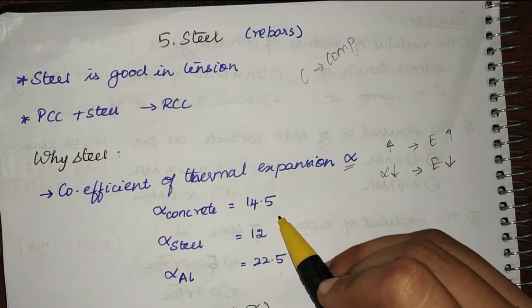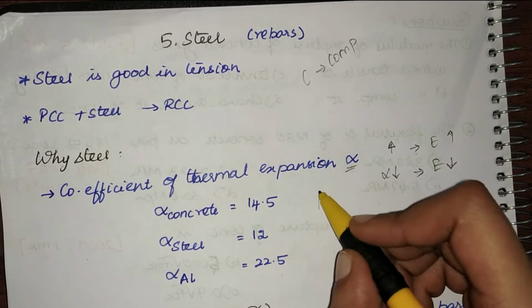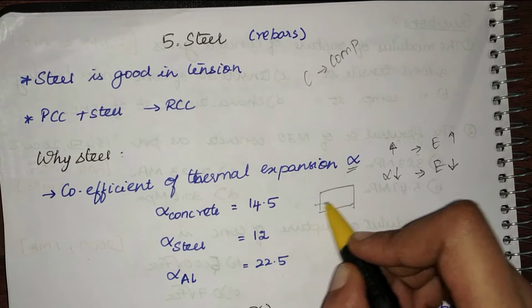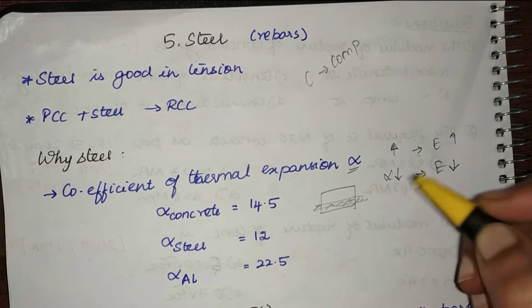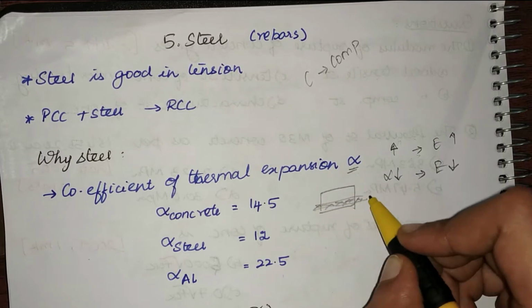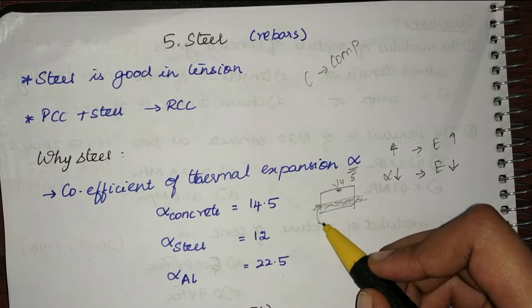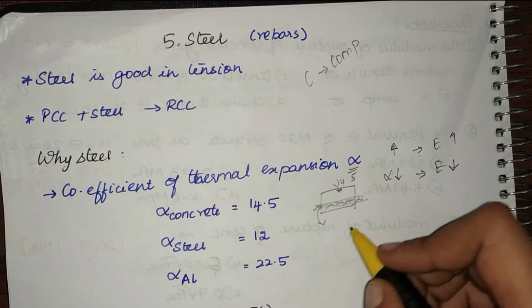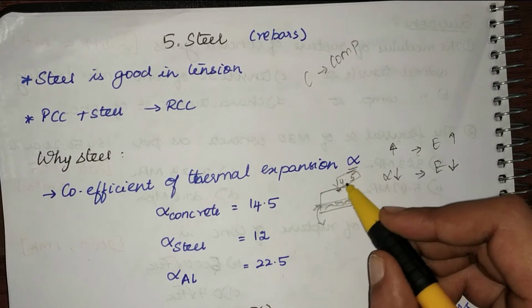It is 14.5. So if my concrete's expansion is 14.5, say this is my slab and this is my rebar. It can be of any metal, okay? Let us assume it will be of any metal. It has a coefficient of expansion of 14.5. So therefore my rebar or my reinforcement should have a coefficient of expansion almost equal to concrete or lesser than concrete.